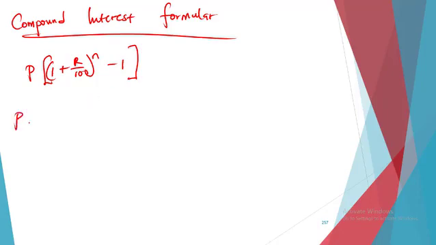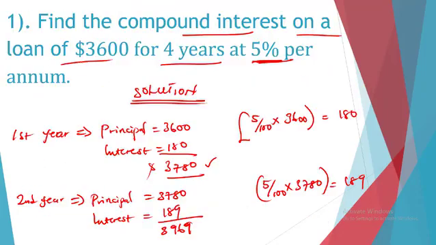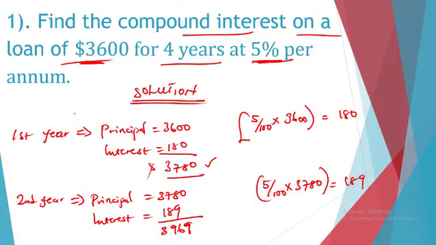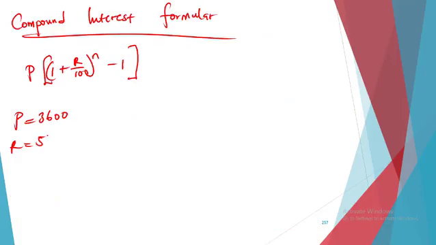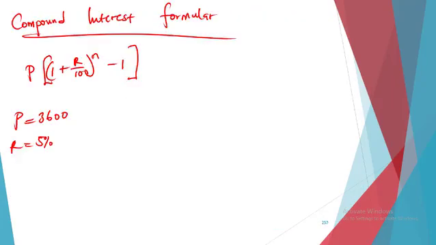Using this same question, our P, which is the principal, is 3,600. Our R is the rate, which is 5%. And the time is 4 years, and it is represented by n. So our n is 4 years. Then we have found all that is required.